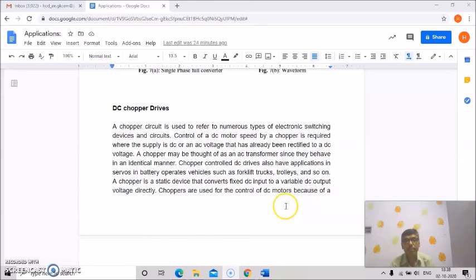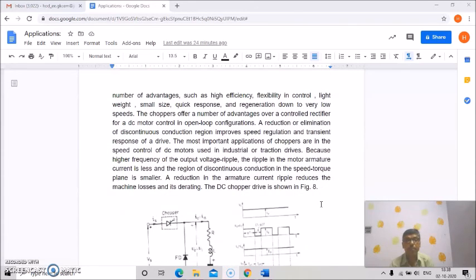The chopper is a static device that converts fixed DC input to a variable DC output voltage directly. We have already discussed that choppers are used for the control of DC motors because of a number of advantages such as high efficiency, flexibility in control, light weight, small size, quick response, and regeneration down to very low speeds. Choppers also offer advantages over a controlled rectifier for DC motor control in open loop configuration. Reduction or elimination of the discontinuous conduction region improves speed regulation and transient response of a drive.